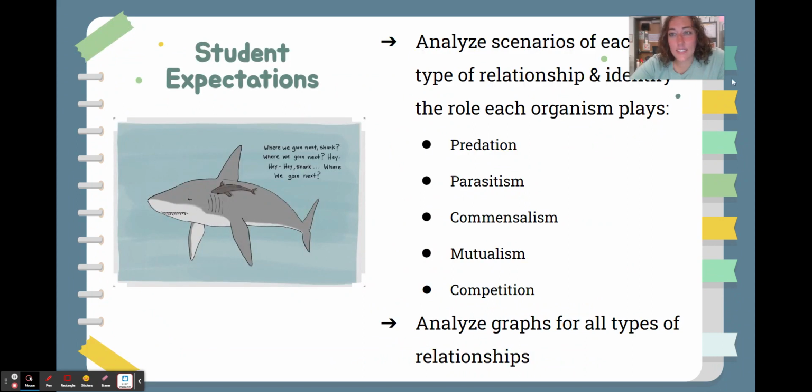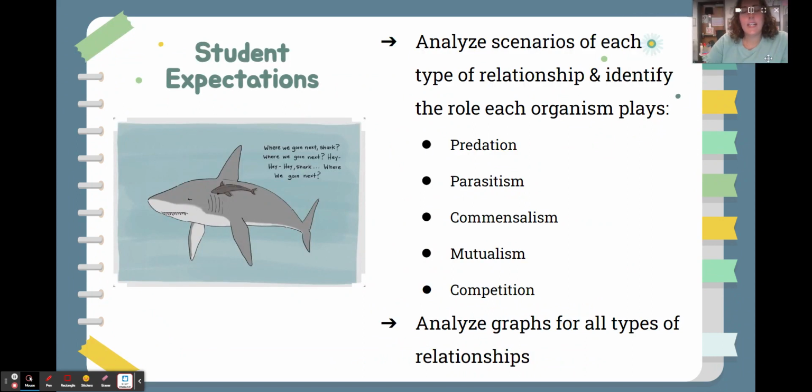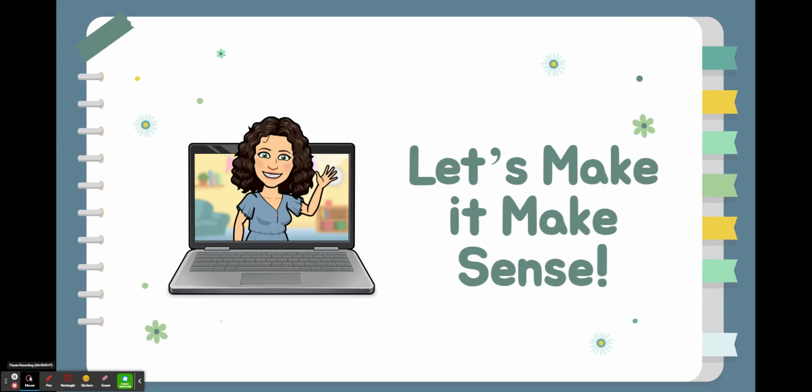By the end of this lesson, you should be able to analyze scenarios of each type of relationship and identify the role each organism plays. Our relationships are going to include predation, parasitism, commensalism, mutualism, and competition. Additionally, you'll be responsible for analyzing graphs for all types of relationships. Let's make it make sense, shall we? As we venture forward, please remember to document examples of each relationship in your notes.